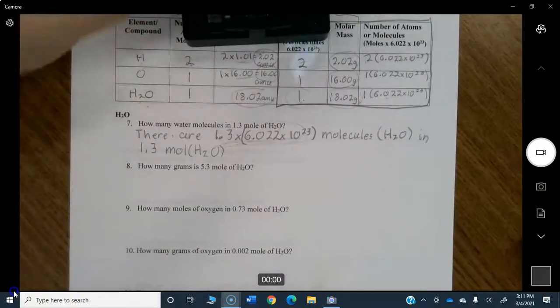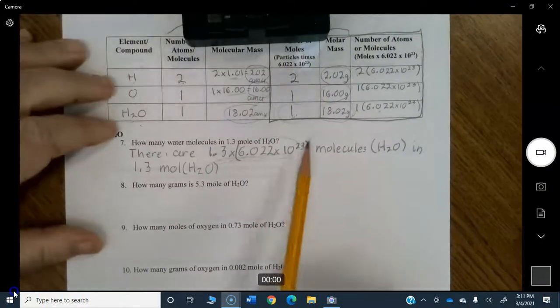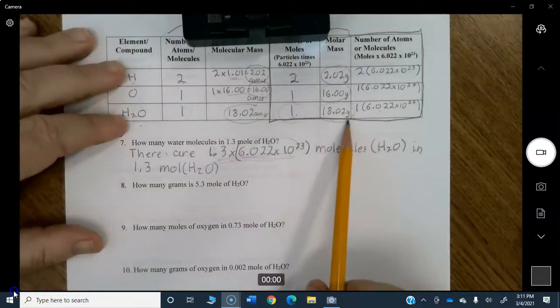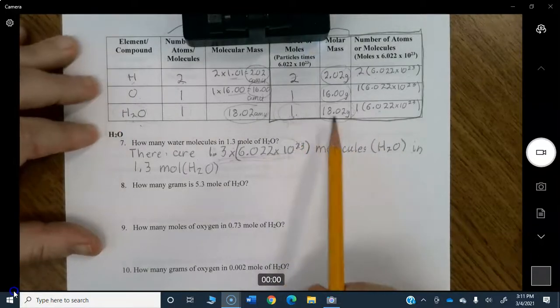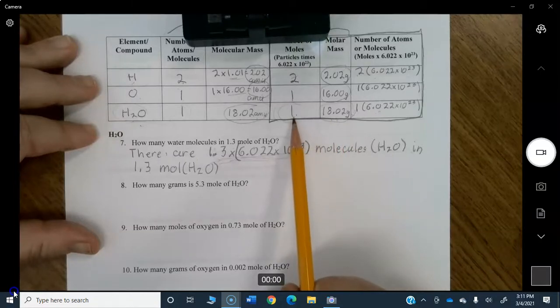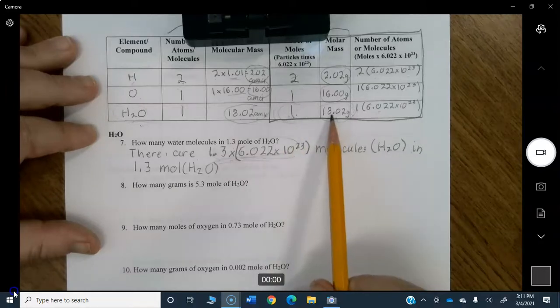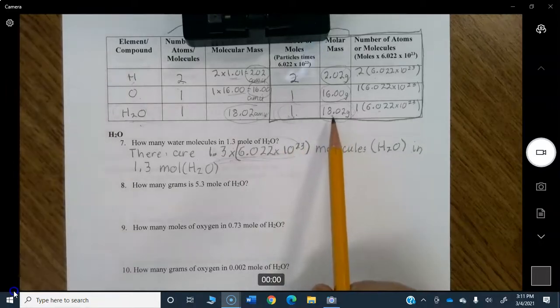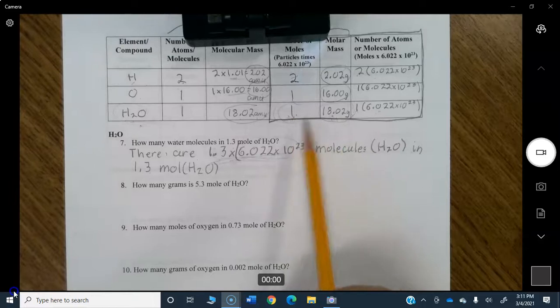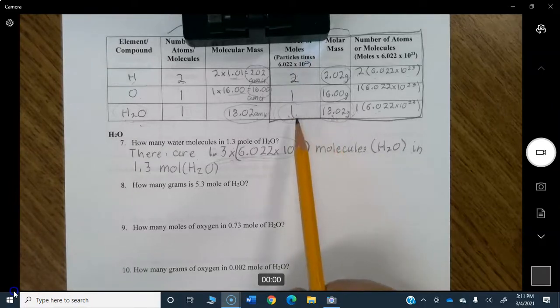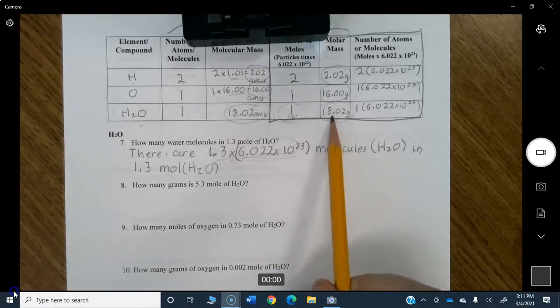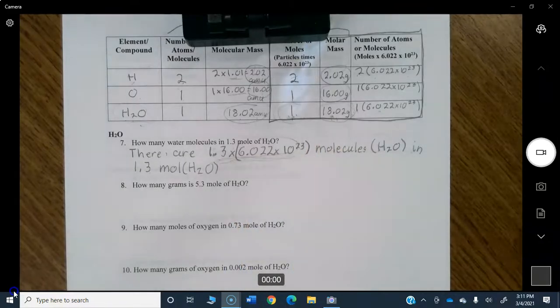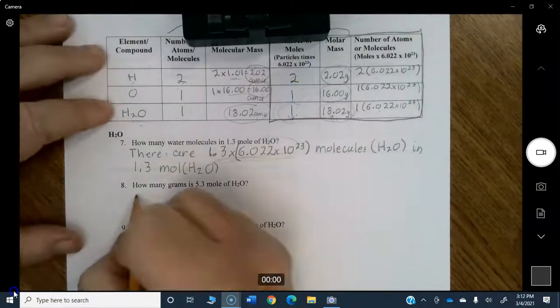Okay, how many grams is 5.3 moles of H2O? So 1 mole of H2O is 18.02 grams. So if I want 5.3 moles, that means I have to multiply this by 5.3. So I also have to multiply this by 5.3. Again, it's just, to bake 1 cake, I need this many grams. To bake 5.3 cakes, I need 5.3 times this many grams. Okay, it's just like dealing with a recipe.